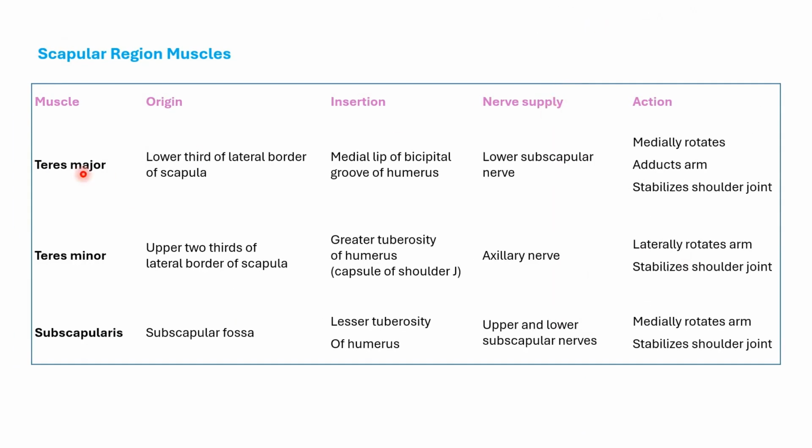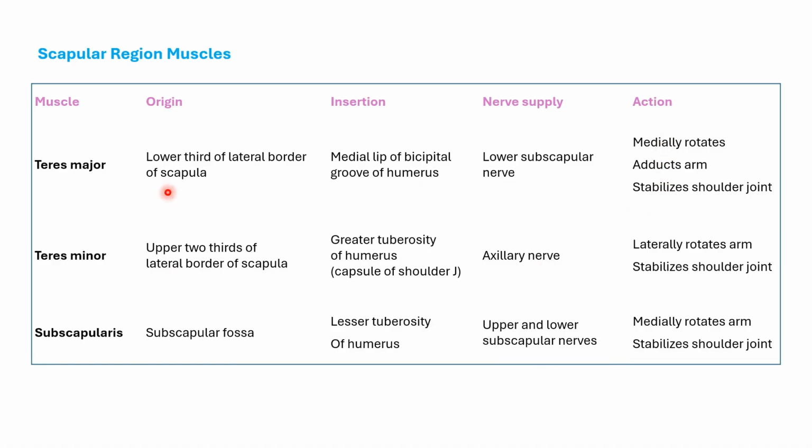And the nerve supply: teres major is innervated by the lower subscapular nerve, teres minor is innervated by the axillary nerve, and subscapularis muscle is innervated by the upper and lower subscapular nerves. So subscapularis is innervated by subscapular nerves. Remember that the axillary nerve supplies two muscles, teres minor and deltoid.